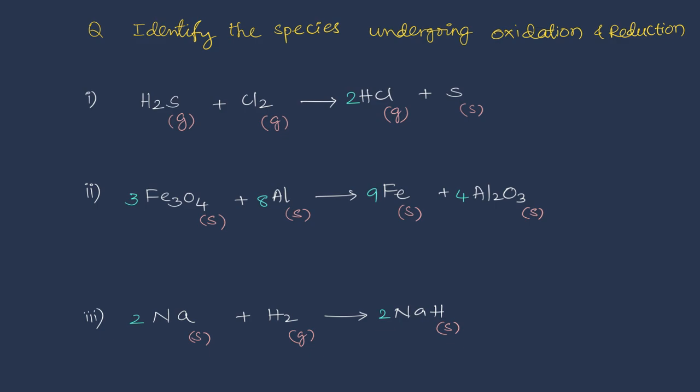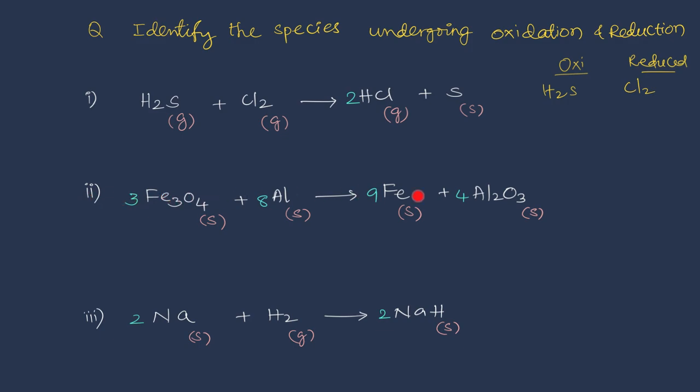Next, according to the previous knowledge, we have to solve one question here. This is from the textbook only. Identify the species undergoing oxidation and reduction. According to this reaction, H2S is oxidized and Cl2 is reduced, because removal of hydrogen is oxidation, and now hydrogen is added to chlorine, then it becomes HCl, therefore it is reduced.